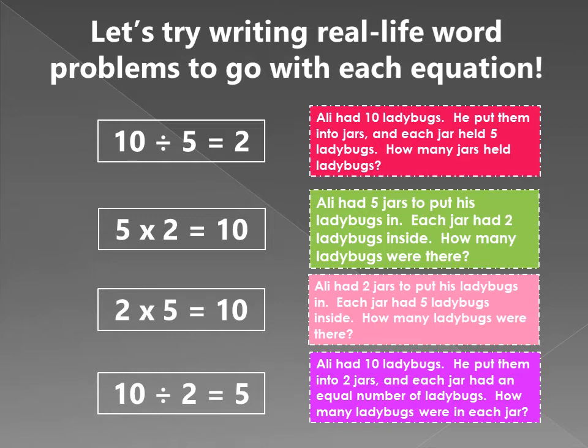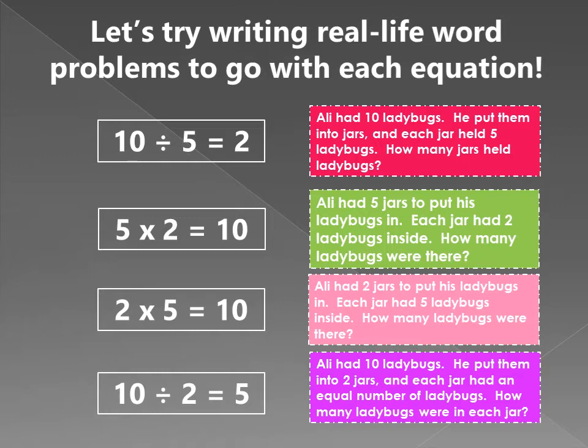The second one: Ali had 5 jars to put his ladybugs in. Each jar had 2 ladybugs inside. So how many ladybugs were there? So here, to get the total or the product, I have the word each, so I will use multiplication. 5 times 2 equals 10 ladybugs.